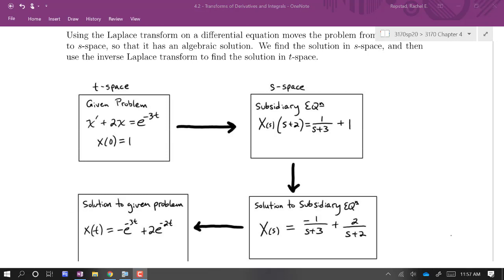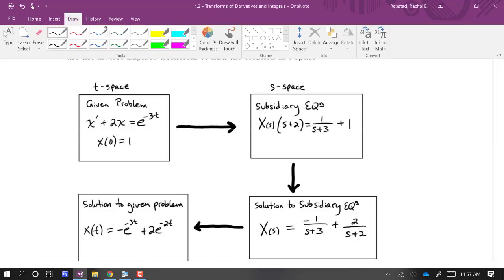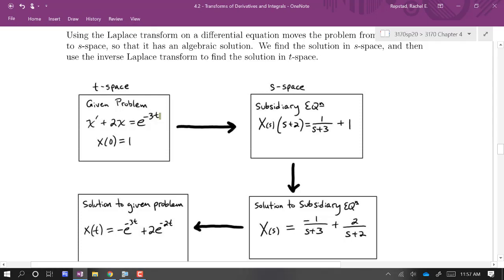So, when we use the Laplace transform to solve a differential equation, it moves it from what we would call the T space into what we call the S space, so that subsidiary equation. So here was the setup that we started with in the last example. We had our given problem, which was the equation and an initial condition. If it were a second degree equation, we'd have x of 0 and x prime of 0. And then we take the Laplace transform, we move it into the S space, and we find the subsidiary equation.